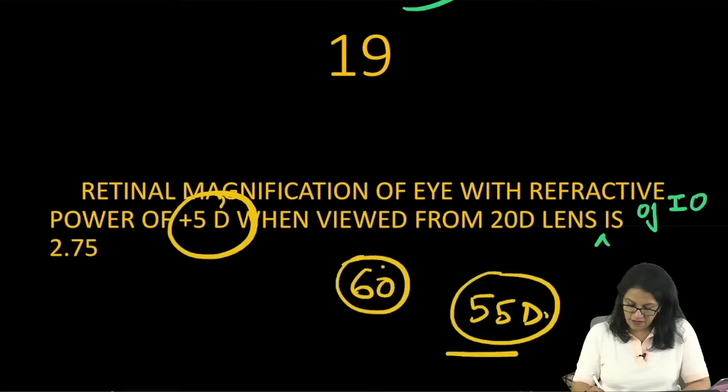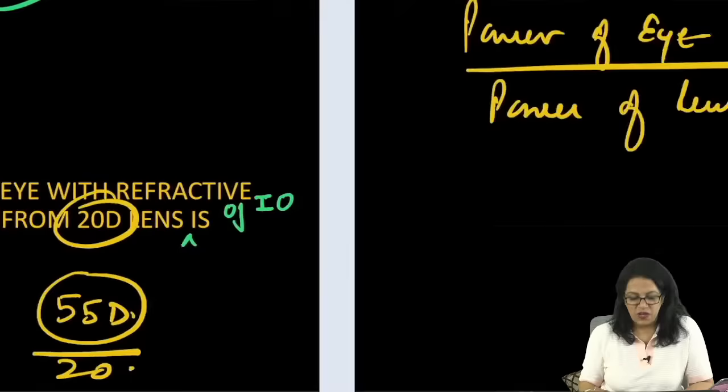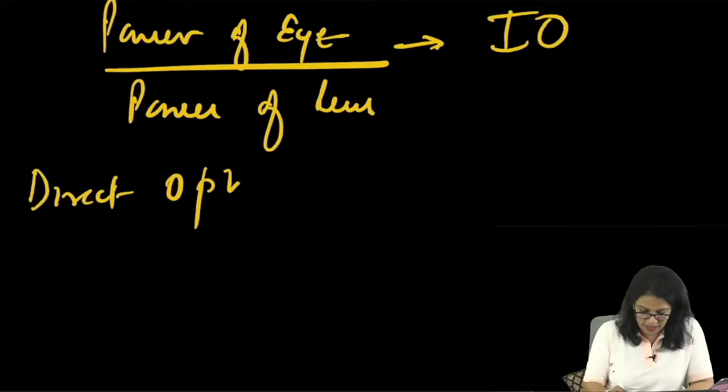Okay. This was for indirect ophthalmoscopy. For direct ophthalmoscopy, how do you calculate the magnification? Magnification is power upon 4. For direct, it is power upon 4.